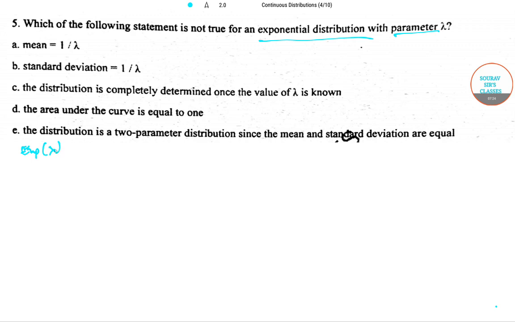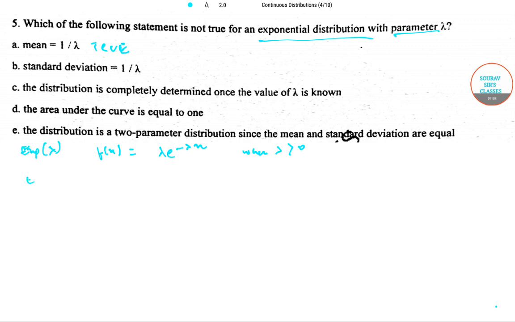If X follows exponential lambda, then the PDF f(x) is equal to lambda e to the power minus lambda x, where lambda is greater than 0. Option A, the mean is equal to 1 by lambda. This is true.